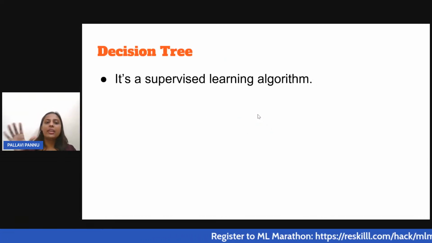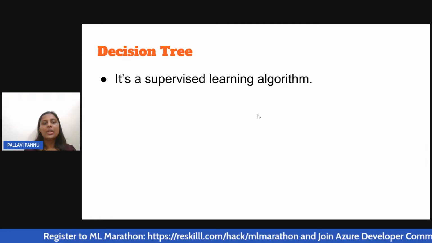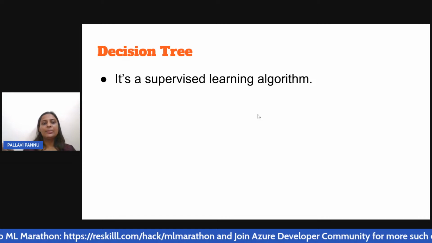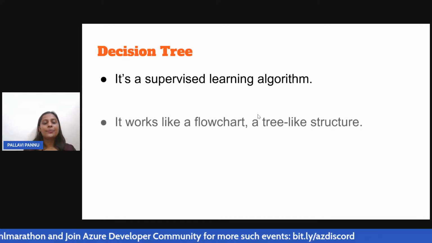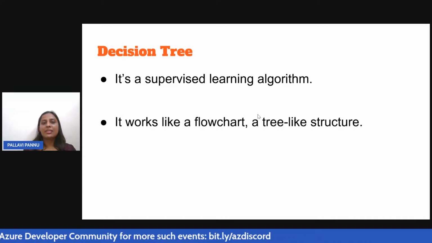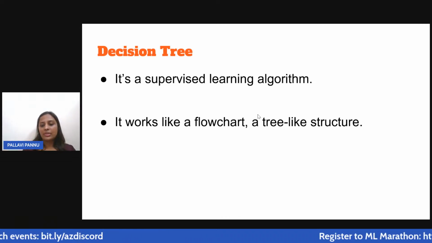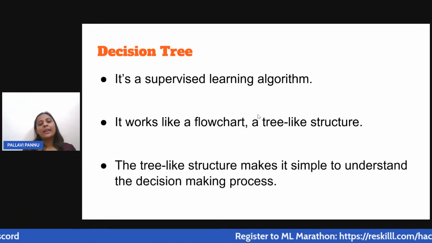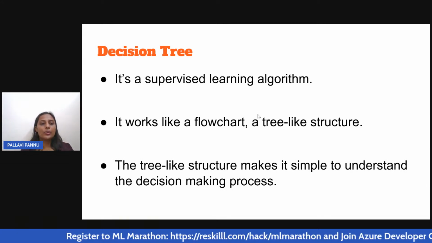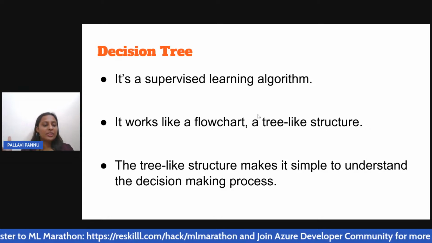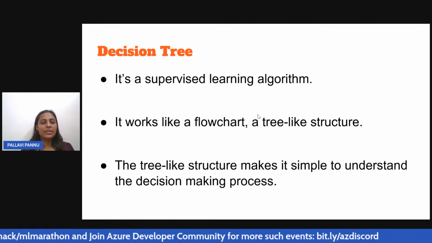What is a decision tree? It is basically a supervised learning algorithm. Supervised learning basically means you have the labeled data, you have the labels with you. Next, it works like a flow chart, a tree-like structure, which means you have a root and different branches. The tree-like structure makes it simple to understand the decision-making process. This is the theory, but I will explain it with the help of a real example.